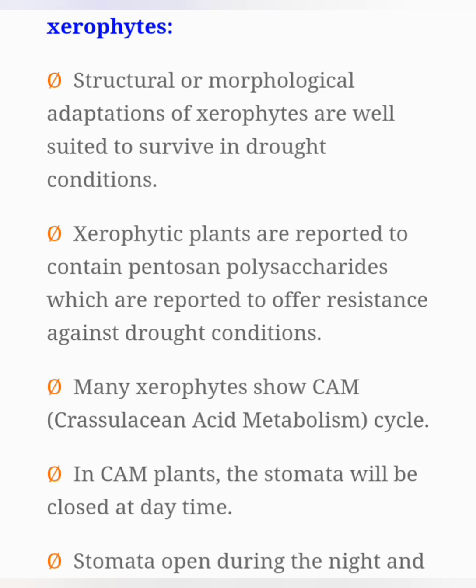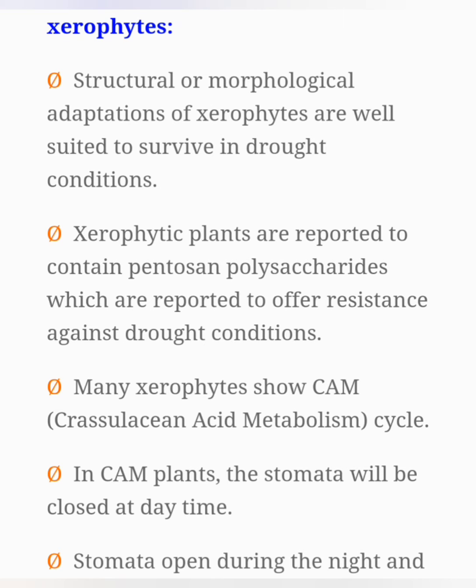So you can see here in the second point, xerophytic plants are reported to contain pentosin polysaccharide. Pentosin is a polysaccharide. You have already studied what polysaccharides are, and this polysaccharide has been reported to offer resistance against drought conditions. These pentosins, along with several other nitrogenous compounds, help in binding the water in the cell cytoplasm of succulent plants, which helps to accumulate excess water in the cell.